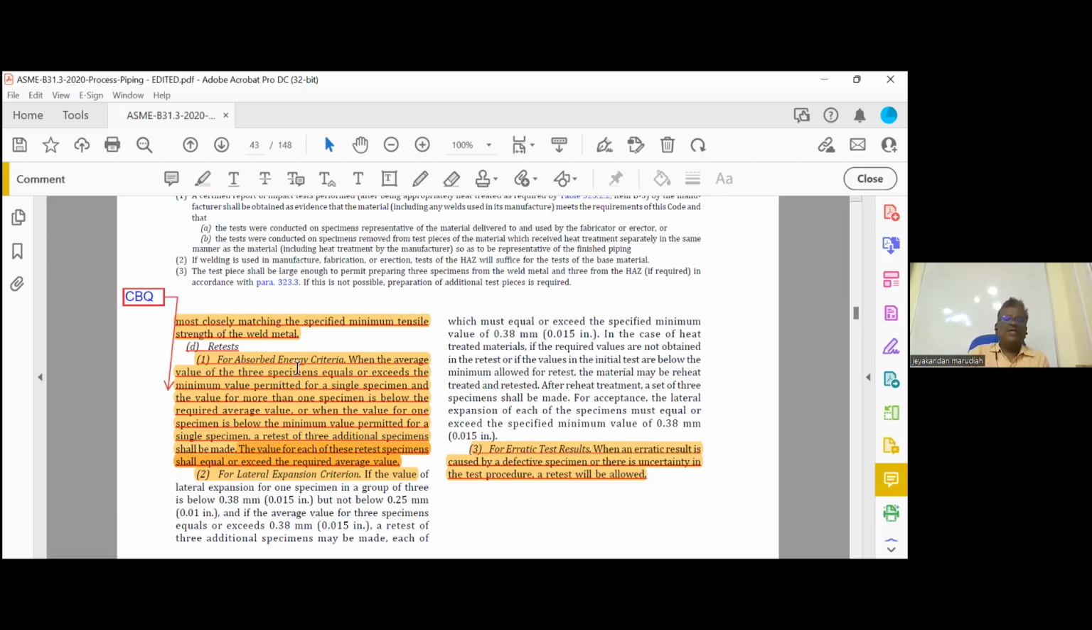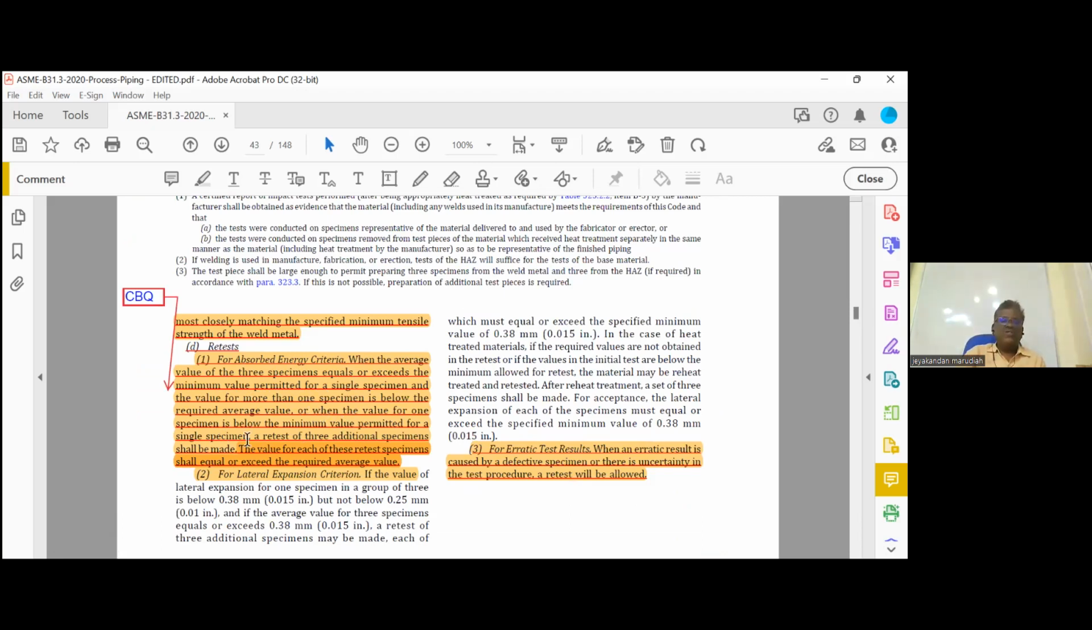Next page, this is the absorbed energy criteria. This is what I explained. This is a closed book question, mark it. When the average value of 3 specimens equals or exceeds the minimum value permitted for a single specimen, and the value for more than one specimen is below the average value. So one specimen below average is accepted. More than one below average is not accepted.